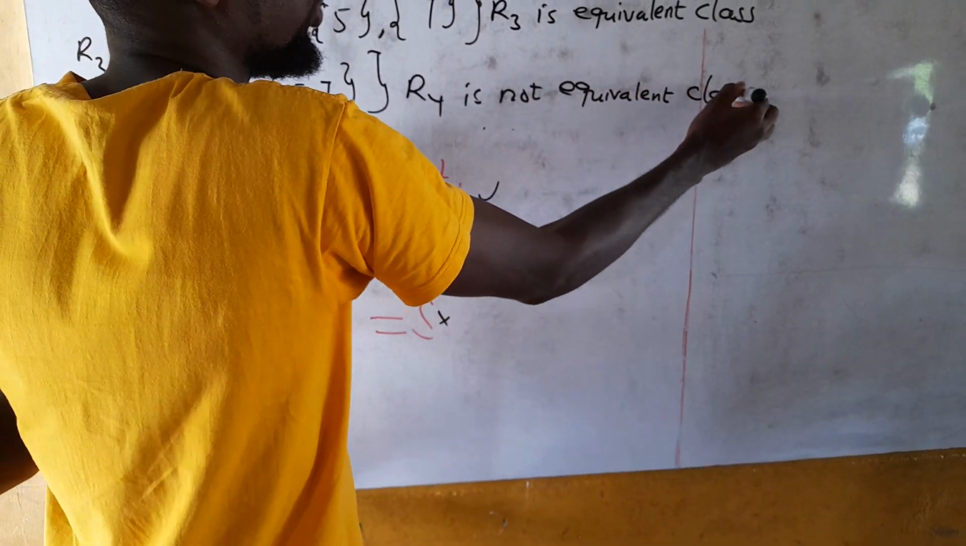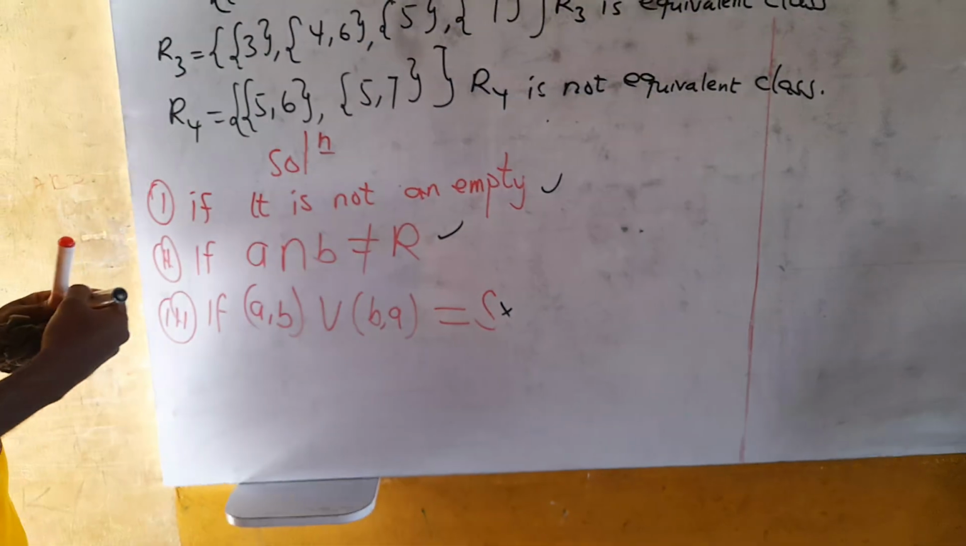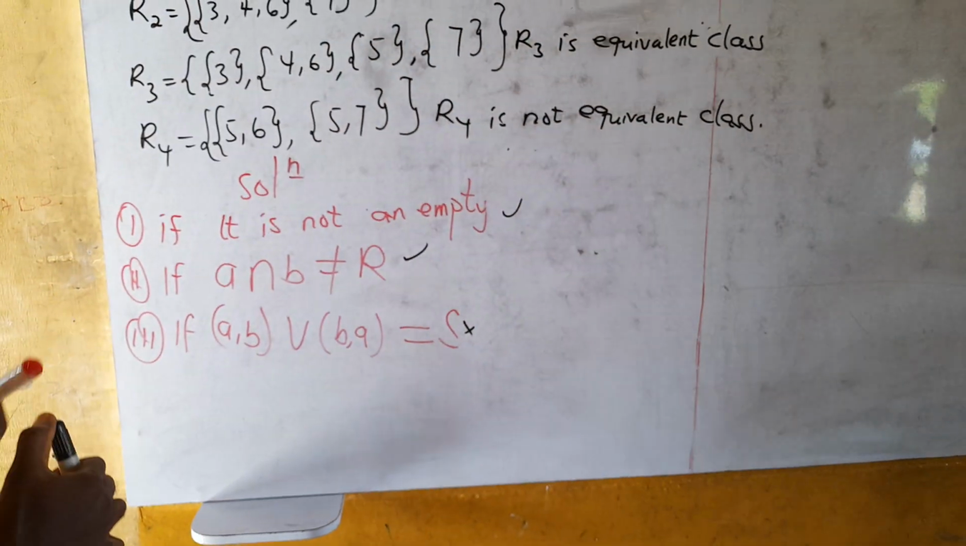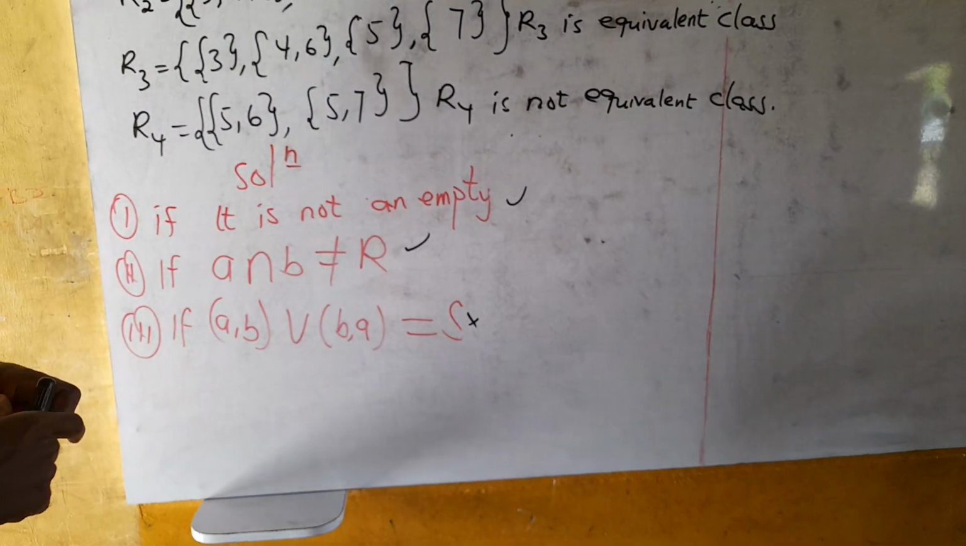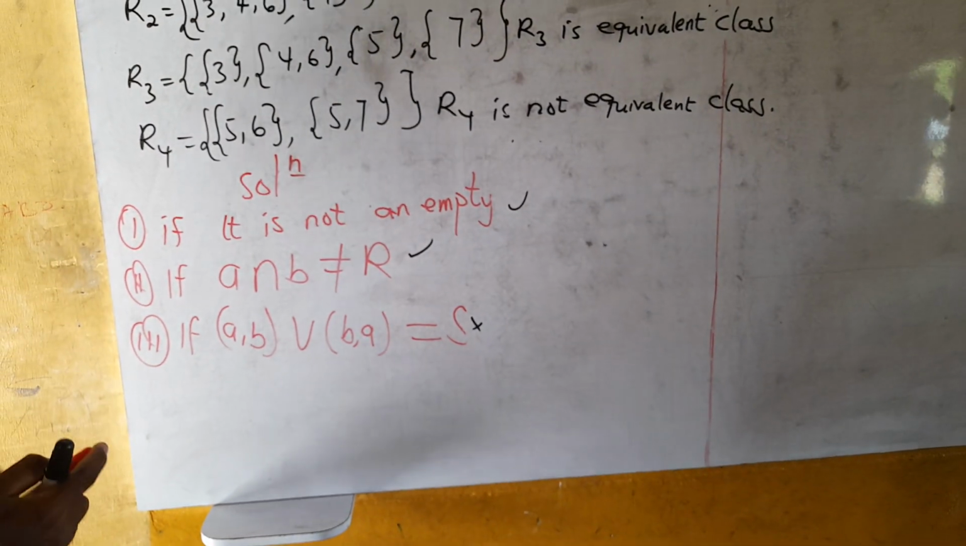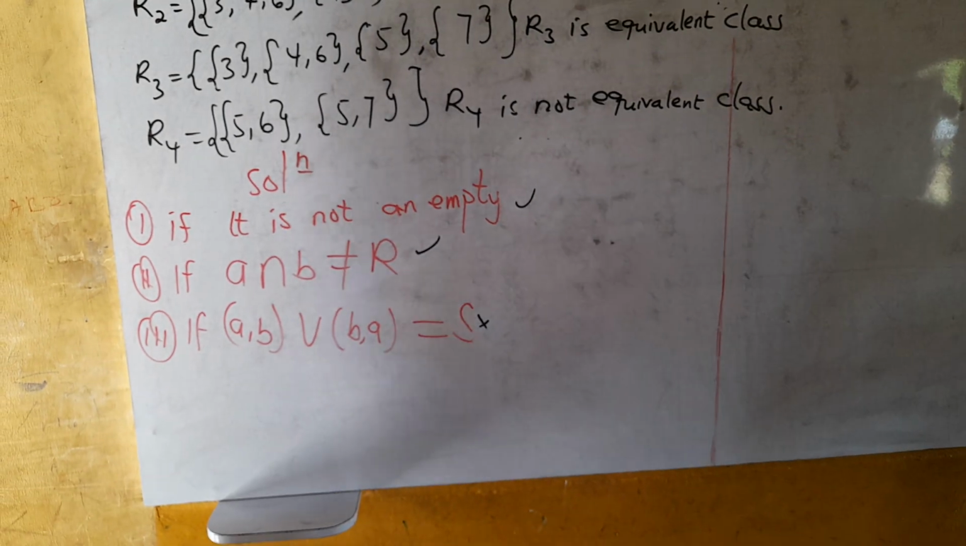I hope you get the understanding of this now. So our R1 is an equivalence class, R2 is not an equivalence class, R3 is an equivalence class, R4 is not an equivalence class. I hope you get this. Now we'll look at another direction to equivalence classes.